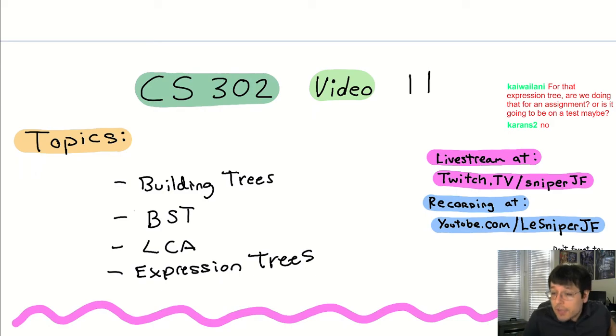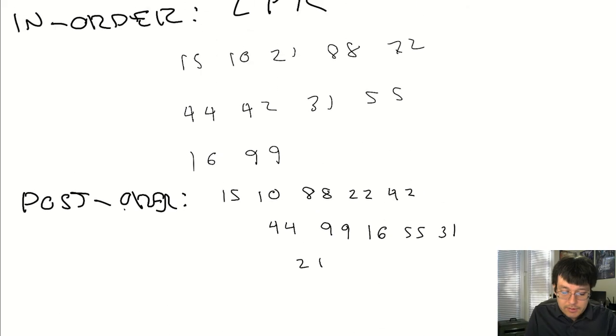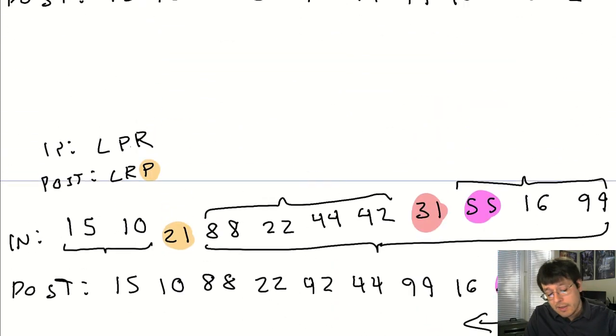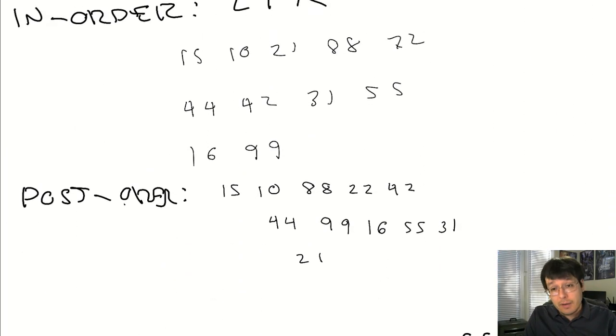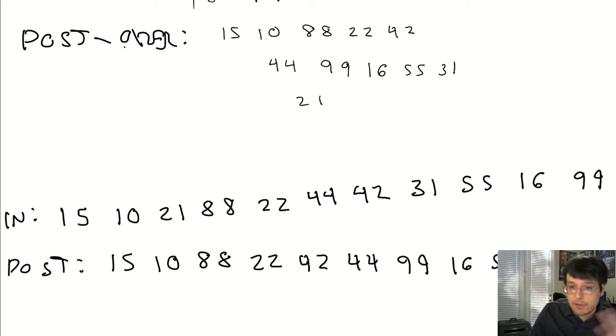For that expression tree, are we doing that for an assignment or is it going to be on the test maybe? It will not be on an assignment because I don't remember. As for the test, it's possible you could have one, but if you do, it's just going to be like, here's a math operation, build a tree for that. As you can see, some of these algorithms take a lot of time. Like building a tree from a traversal, which you will definitely have on a test because that's important, takes a while. And so do AVLs.